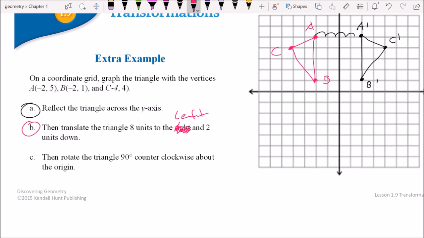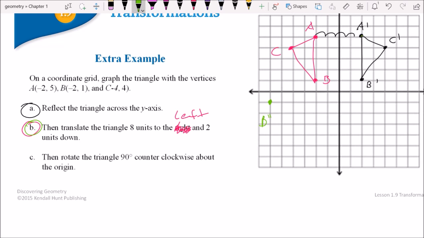So I'm going to go 8 to the left, and let's do this in a different color. Let's use green. Okay, so 8 units left. So 1, 2, 3, 4, 5, 6, 7, 8, and then 2 down. So there's B double prime.